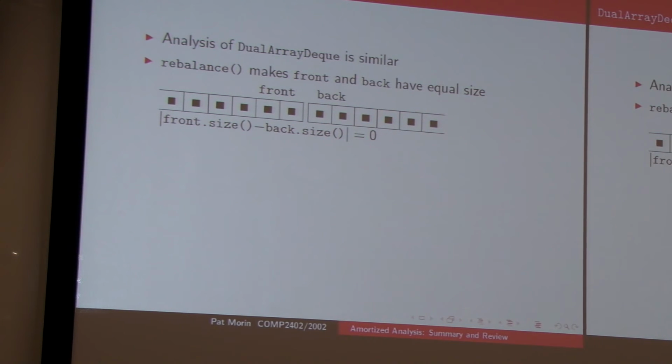We also did a similar analysis on a dual array deck. And again, it always basically boils down to looking at what the picture looks like right after we did the rebalance, versus what it looks like the next time before we do a rebalance. And in this case, when we rebalance this thing, we have the front stack, we have the back stack, and they both have the same size. This is the thing we call the potential. The difference in size is the thing that we've been calling the potential.